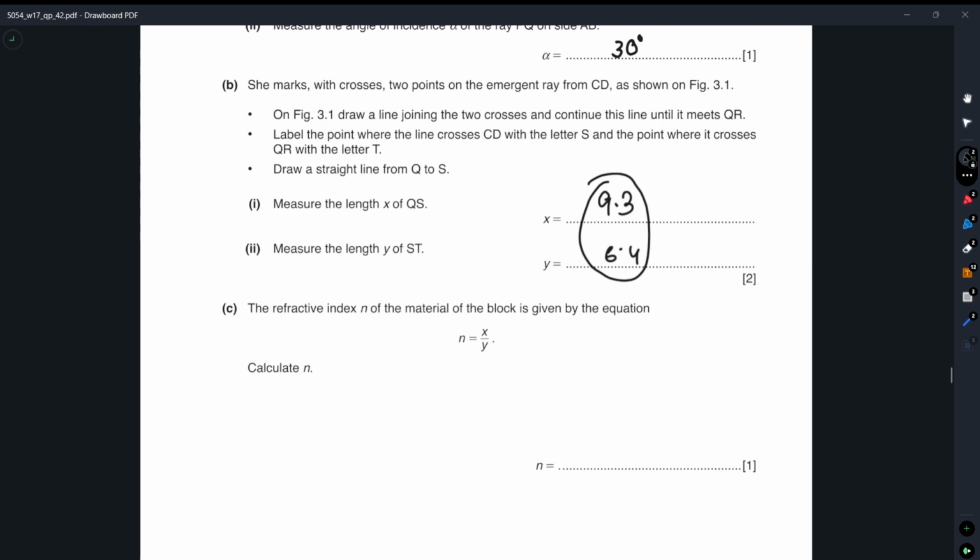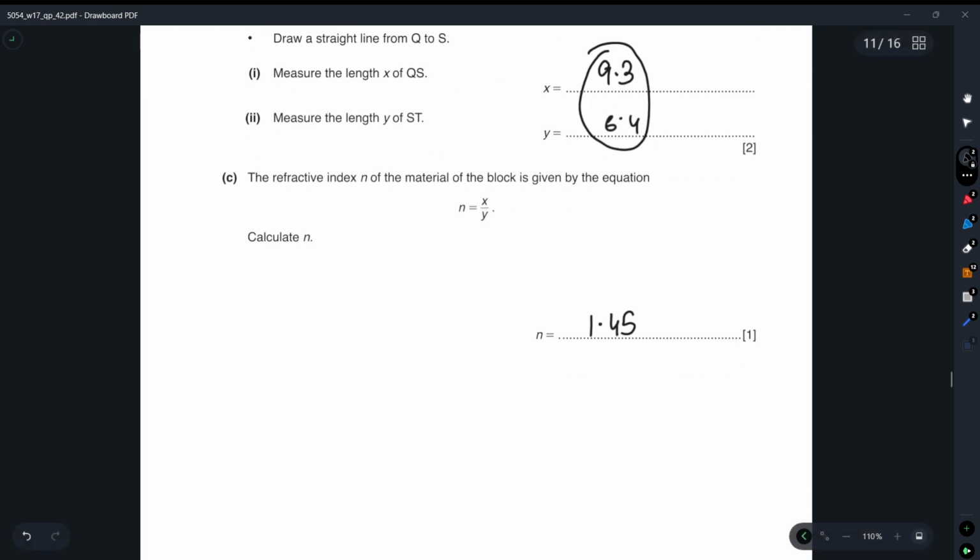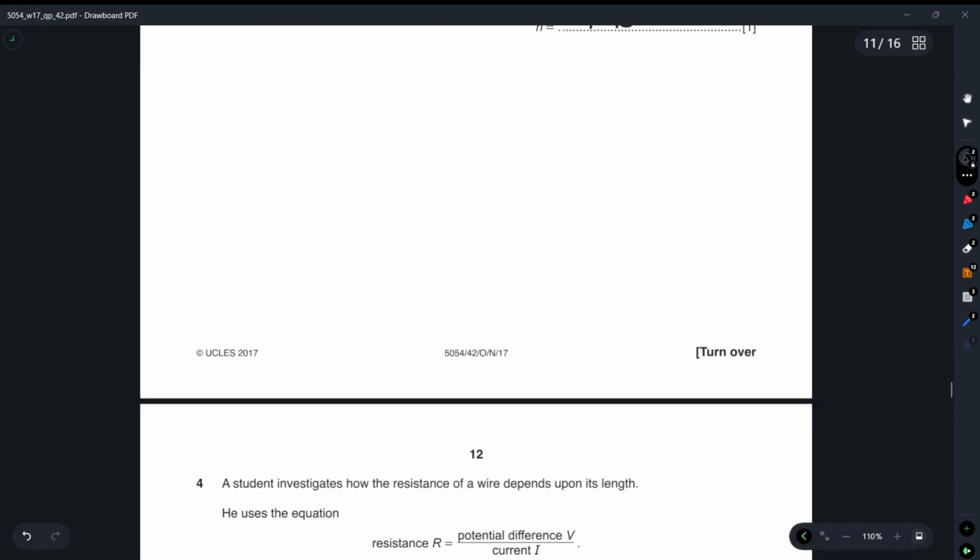So my ratio is going to be what? 9.3 divided by 6.4. That's approximately 1.45. I'm pretty sure your answer will be around 1.5, so I would just increase the value of x a little and make it close to 1.5.